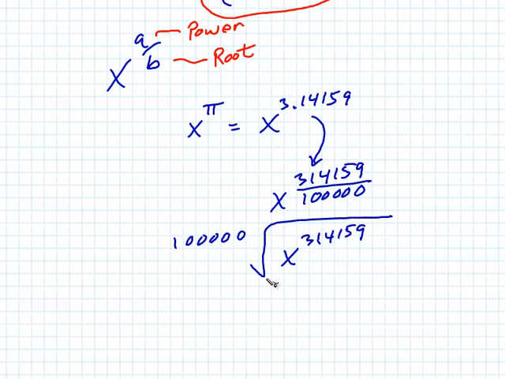Now, this is not a practical way to do the computation. However, your calculator knows how to work directly with exponents in this form. And so you could take x to the pi power using the approximation of pi that's stored in your calculator, and you should be able to get a perfectly reasonable result.